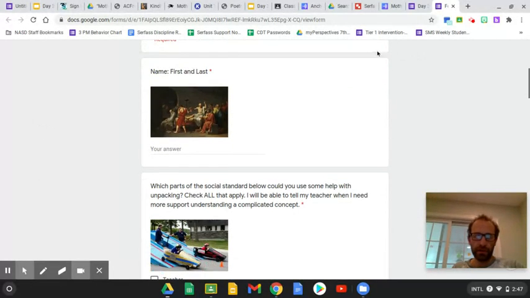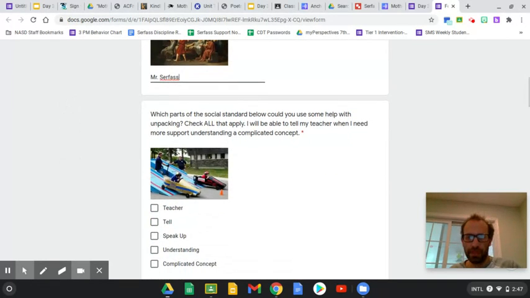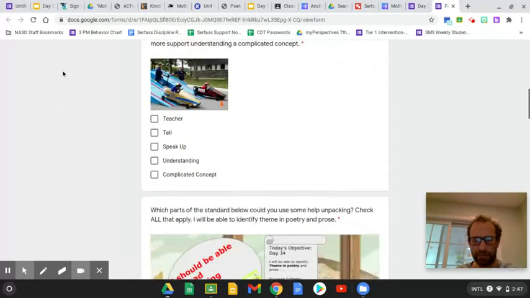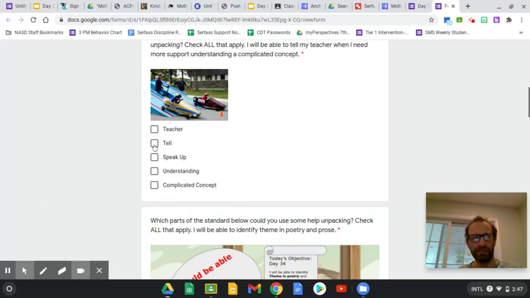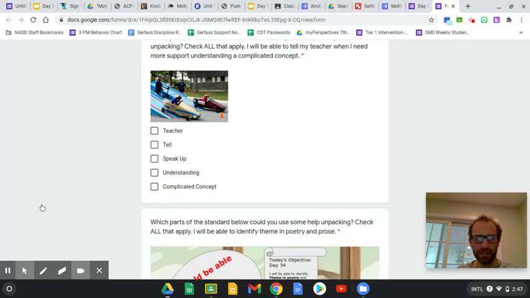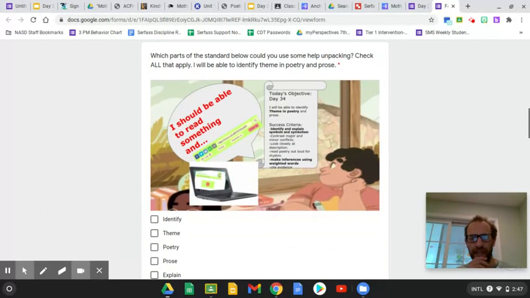So we would start with our name. My first name, Mr., my last name, Surface. All right. I will be able to tell my teacher when I need more support understanding a complicated concept. Well, I'm probably going to change the picture there when you see this, but I would probably say, with this teacher, he steamrolls us a lot, so I really need to stop him when he's talking. And I'm not quite sure what a complicated concept is, so I'm going to check that as well.